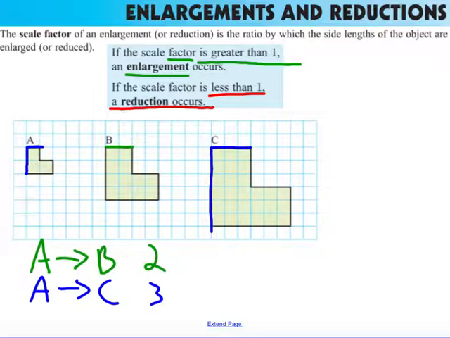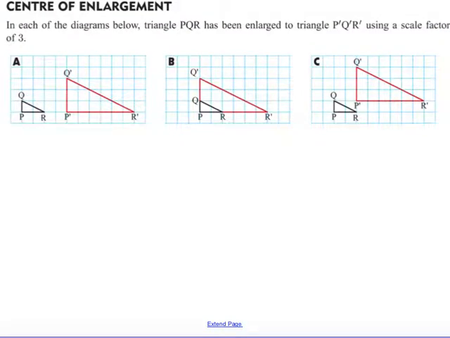So if we wanted to do a reduction, and let's say we wanted to go from C and our image would be B, we went from 3 to 2, so we would have a scale factor of 2/3.